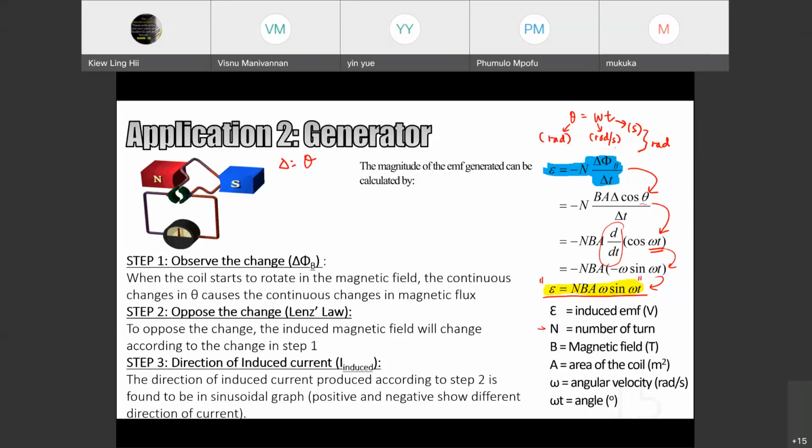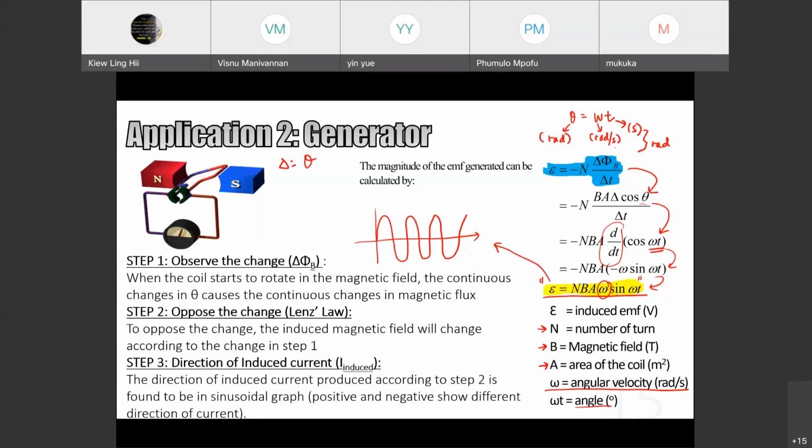B is your magnetic field. A is the area of your coil. And omega, angular velocity, means how fast this generator is rotating. Sine omega t, where omega t is your angle. Due to this continuous change in the angle, this is how we get the directions of current in a sinusoidal form. Based on this equation, you will get a sine graph, which is like this.